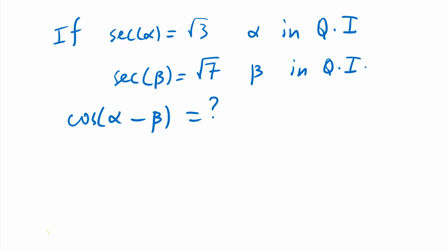Okay, so the first step here we always do is we need to write down the formula for this. Keep in mind, this is not cosine alpha minus cosine beta. It's not. So this has a formula: cosine alpha cosine beta plus sine alpha sine beta.